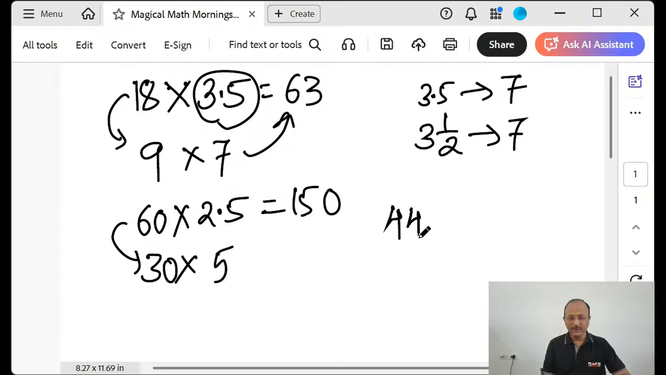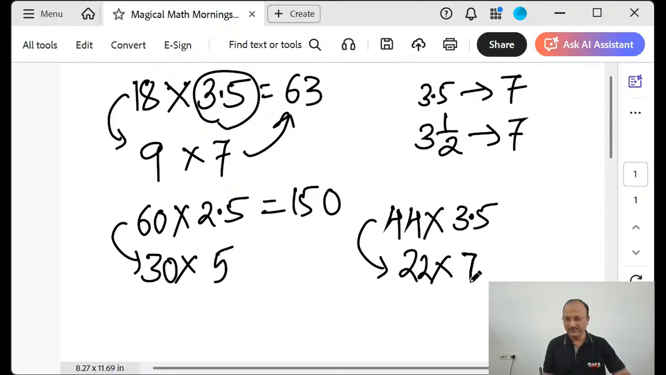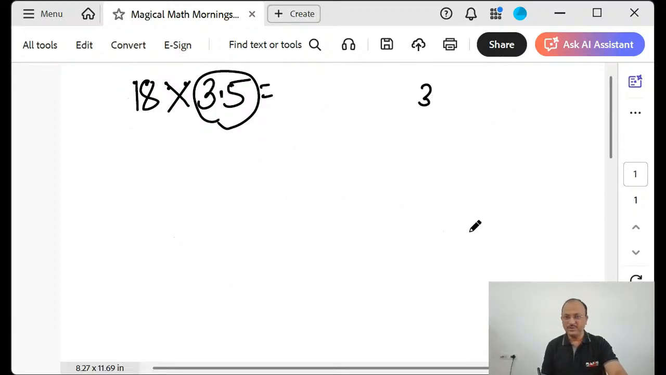I want to multiply 40 by 3.5. What I'll do? Half of this I will take. Double of this I'll take. 22 sevens are 154. Is it simple? Yes, very, very simple. So the concept is very simple. Just we will convert the decimal part into a whole number just by doubling it. This will help us to multiply any number ending with 0.5 or half. Half means also it is just 0.5.